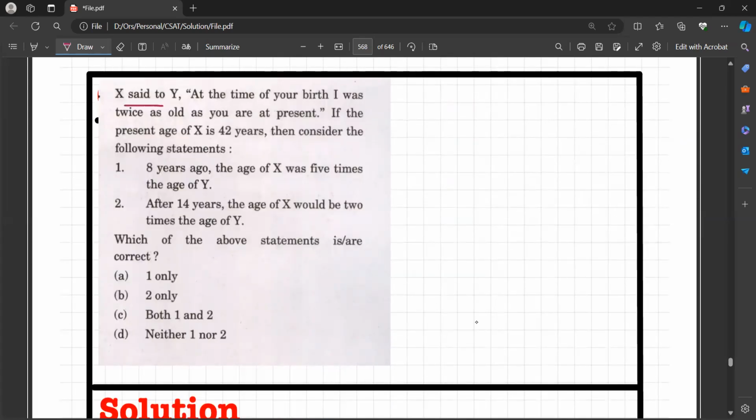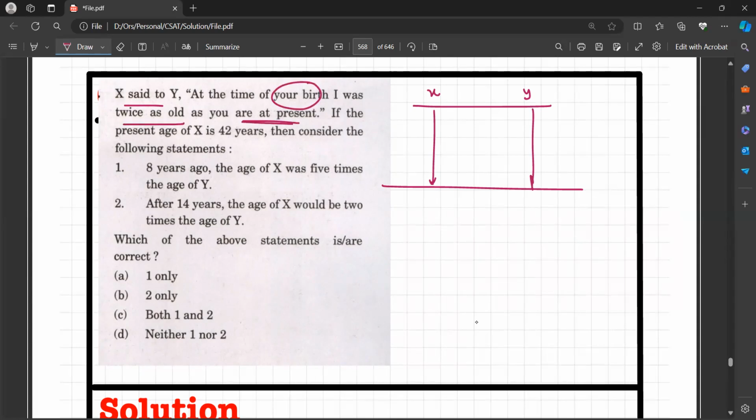X said to Y, at the time of your birth, I was twice as old as you are at present. Now suppose this is X and Y's birth. After Y years. Why am I taking after Y years? Because it is asking, at the time of your birth, I was twice as old as you are at present. Suppose Y is born here, which is 0. After Y years, Y becomes age Y. Now X at this point will become X plus Y.